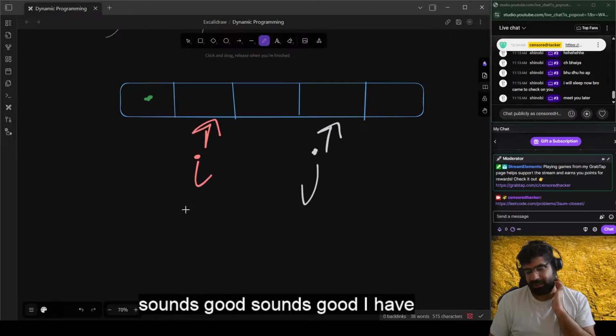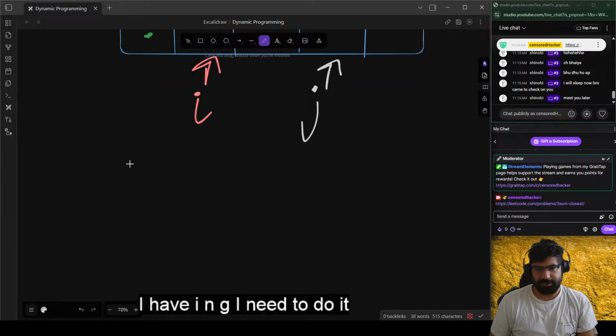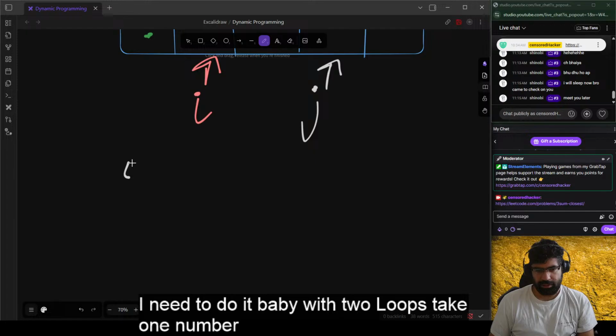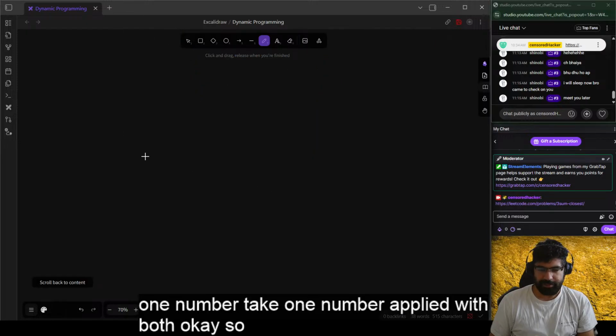I have i and j. I need to do it maybe with two loops. Take one number, apply it with both. Okay, so here might be the steps.